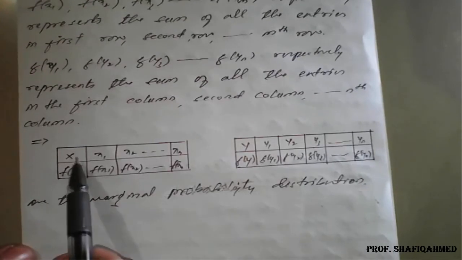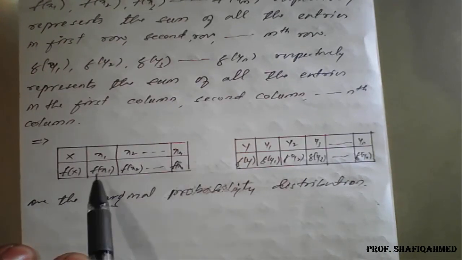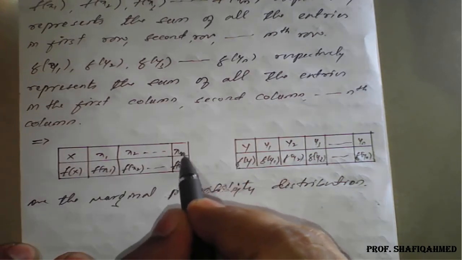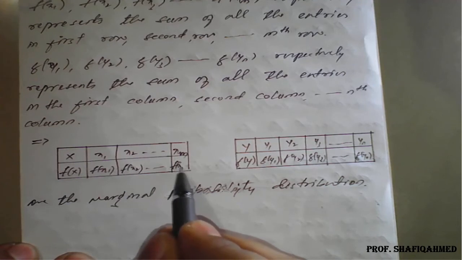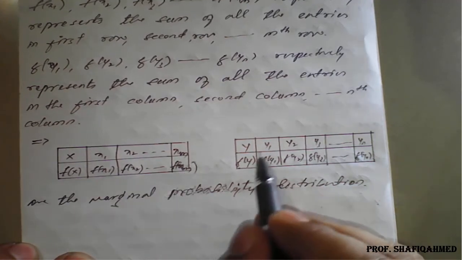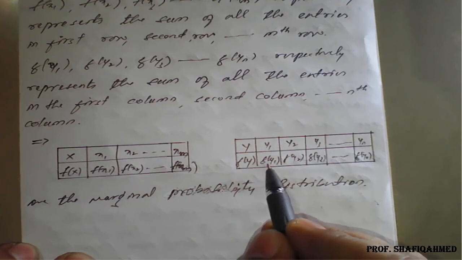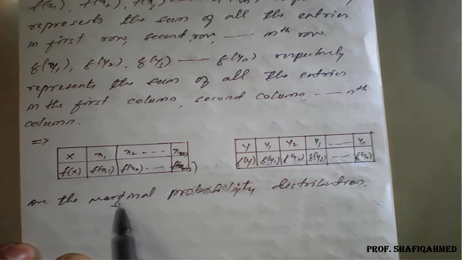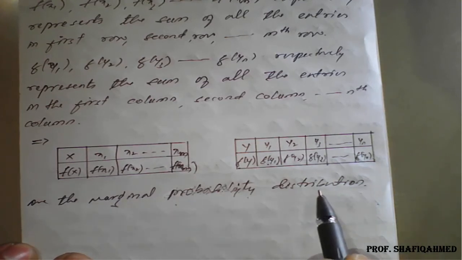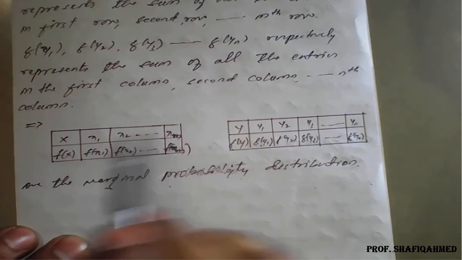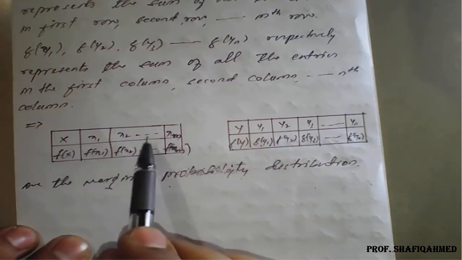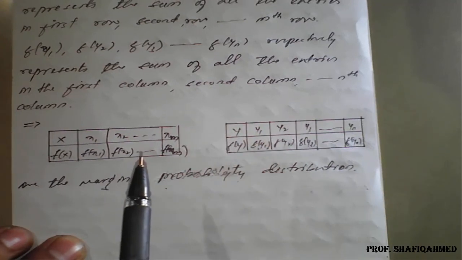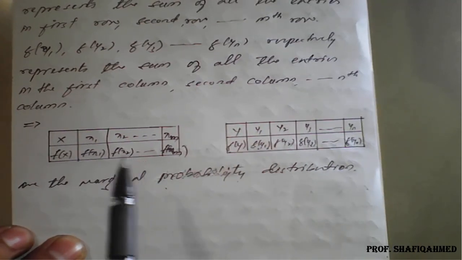So which represented x1, x2, so on, xm, which is nothing but f of x1, f of x2, so on, f of xm. Similarly y1, y2, y3, so on, yn: g of y1, g of y2, g of y3, so on, g of yn. So these two are called marginal probability distributions. So we should see how to prepare these. These are the margins of the horizontal values and vertical values of the given joint probability distribution table.